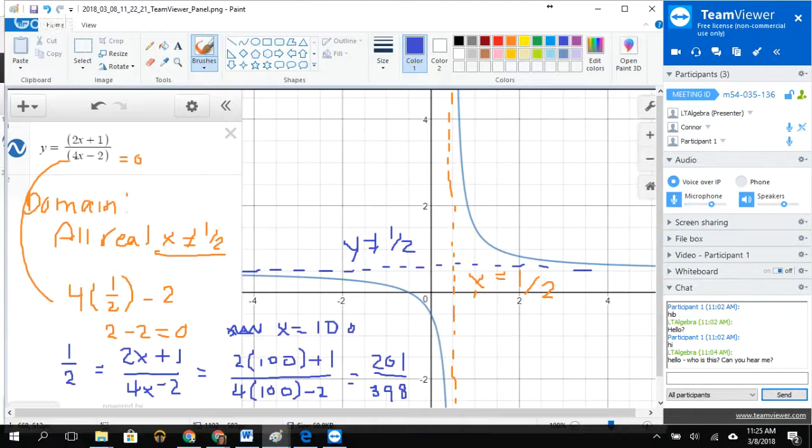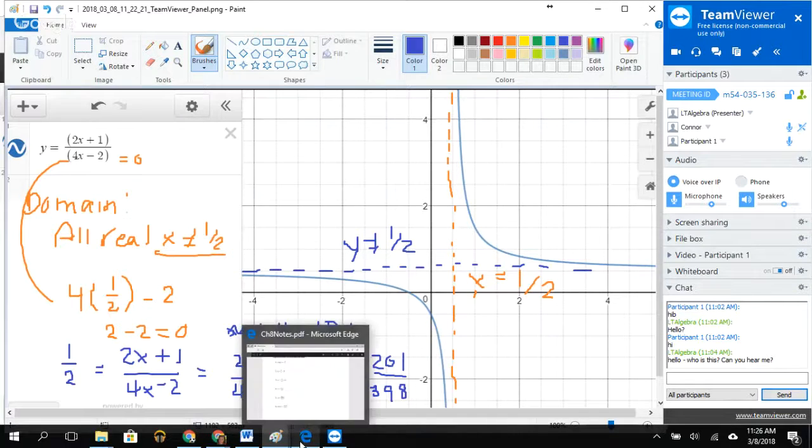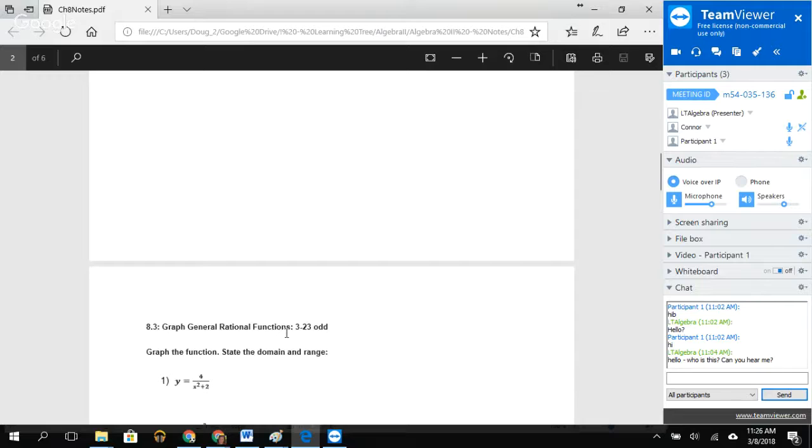All right, so you can see that 200 over 400 is 1/2. But even if I get to my big number, I'm never going to be able to find a value of x that's going to get me to 1/2. Even if I put in 1,000, I'm going to end up with 2,001 over 3,998. So I'm never going to actually be able to get to that value of 1/2. All right. So that's that.